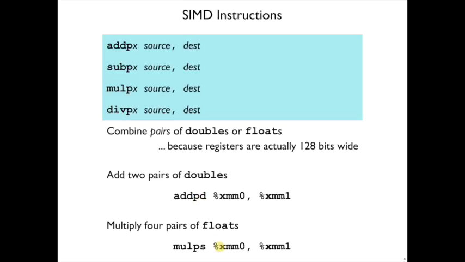Since those registers are 128 bits wide, they can hold four floats, four single precision numbers. So MULPS means a parallel multiplication of single precision numbers. There are four of them that are pairwise multiplied, and the results are all put into XMM1. So the low 32 bits are one result, the next 32 bits are the next result, and so on.